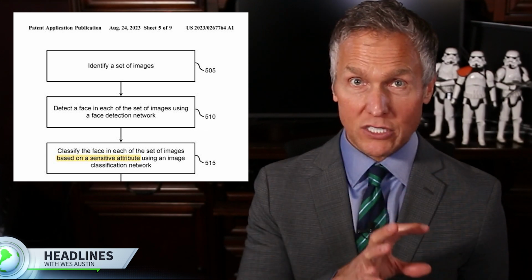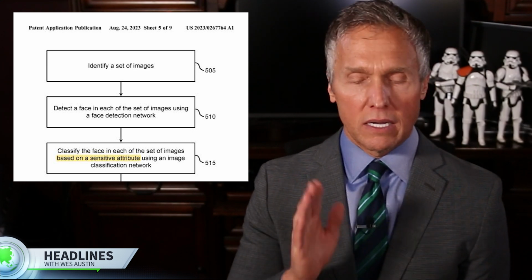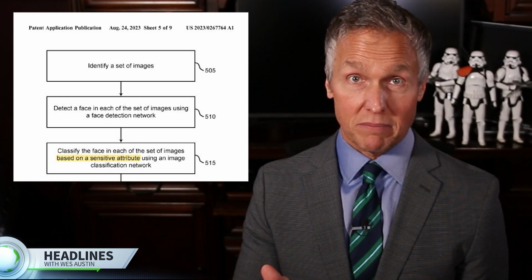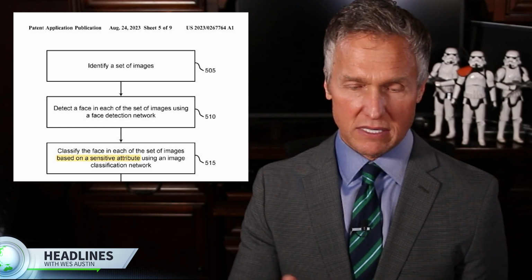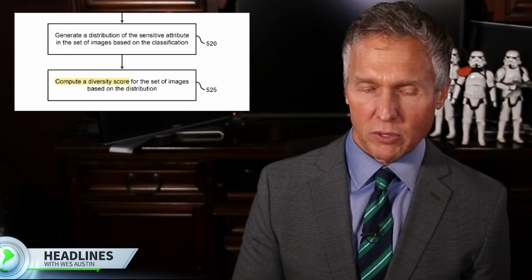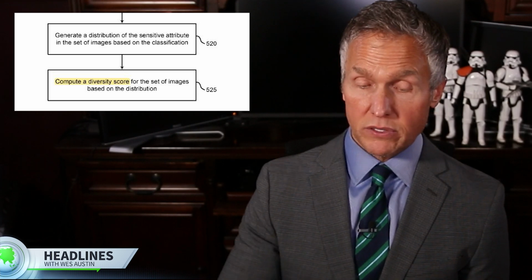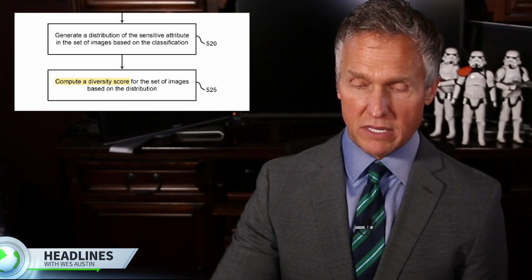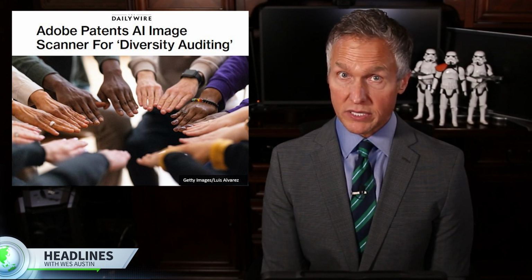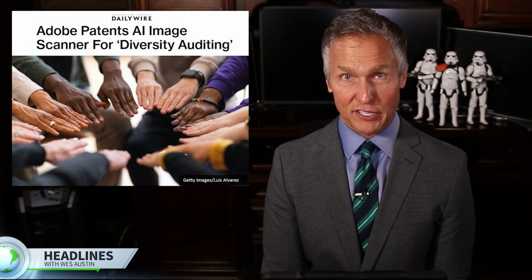So you latch onto someone's face and then you basically, and we'll talk a little bit about that later, that's where you're deciding what kind of diversity metrics this particular image has. Then after that step, you generate the distribution of the sensitive attribute in the set of images based on the classification, and then you compute a diversity score for the set of images based on the distribution. This Adobe AI has the power to not only identify racial stereotypes, but to perpetuate them automatically. Okay, you'll see in just a little bit.